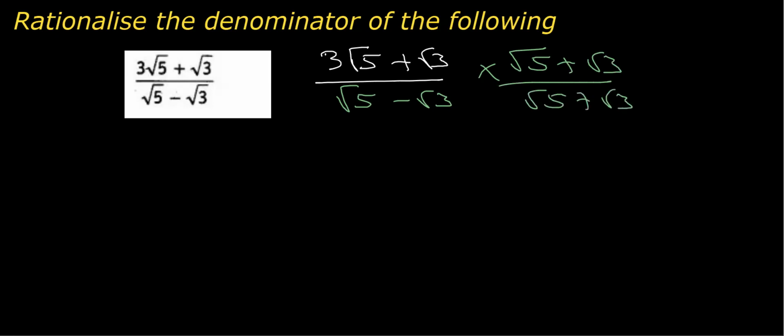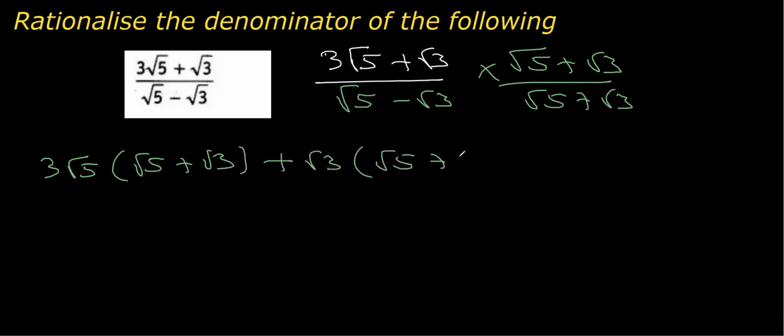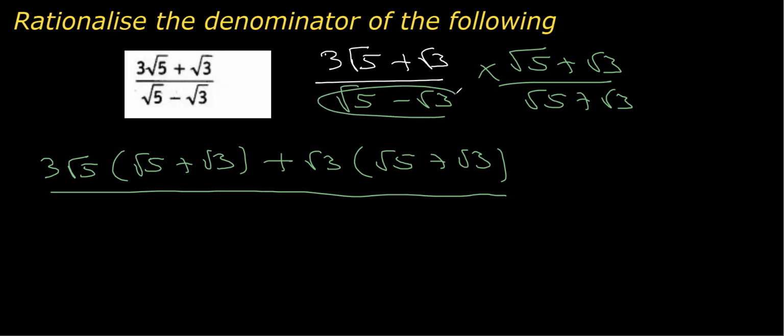Now here I'm going to do binomial multiplications. First I'll multiply 3 root 5 with this whole, and then root 3 with this whole. So let's write down, this is 3 root 5 multiplied by root 5 plus root 3, and then root 3 multiplied by root 5 plus root 3. Now in the denominator, it's in the form of a minus b into a plus b, so we can write this as a square minus b square, that is root 5 square minus root 3 square.